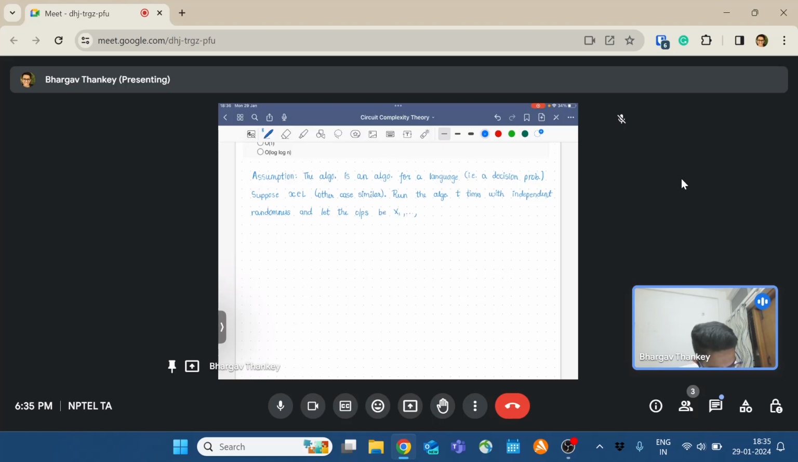x1 to xt. Now what we're going to do is output 1 if and only if the sum is greater than t over 2. So this is the new algorithm. It just runs the old algorithm multiple times with independent randomness.